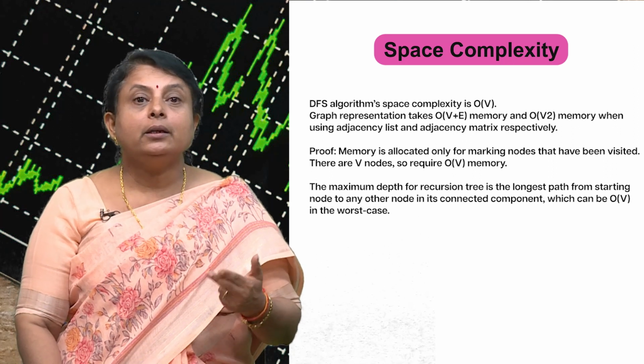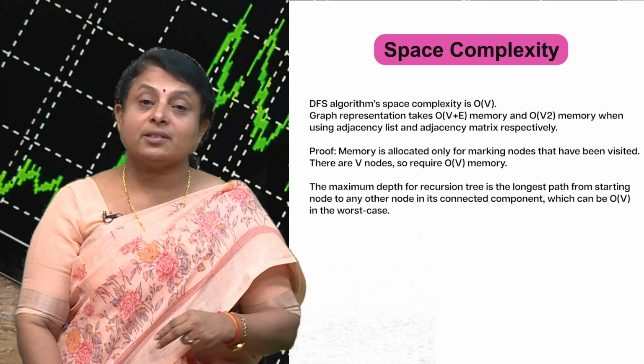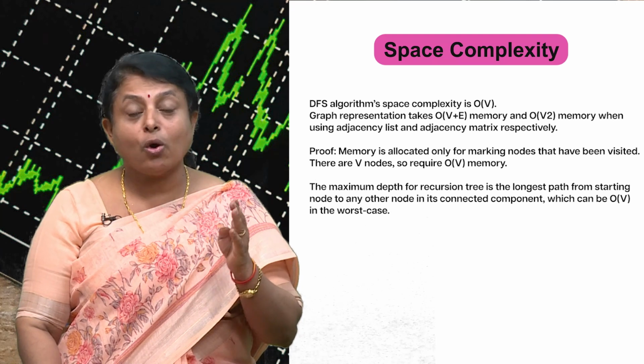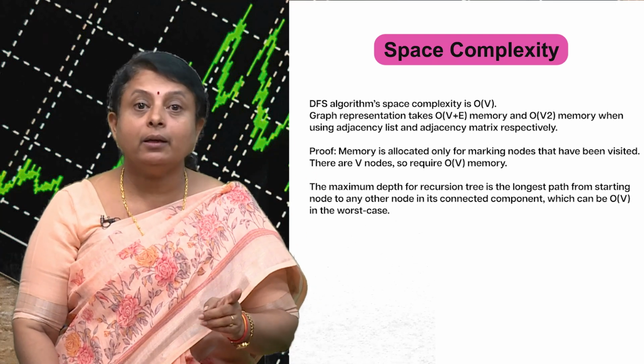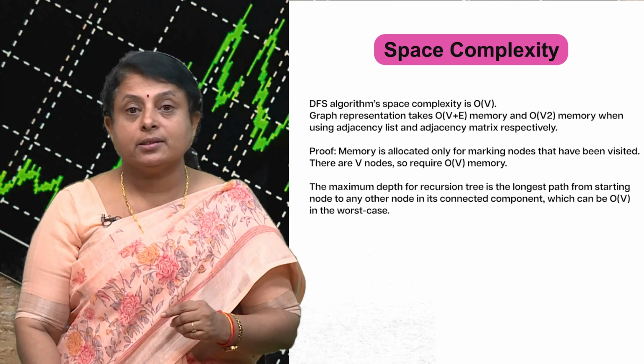Further, the depth of the recursion tree also matters as it consumes the stack memory. The maximum depth for the recursion tree is the longest path from the starting node to any other node in its connected component, which can be O(V) in the worst case scenario.